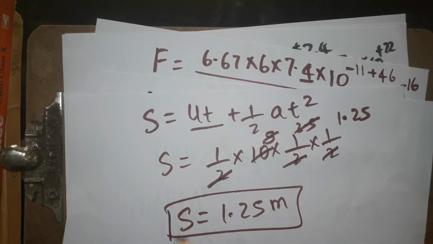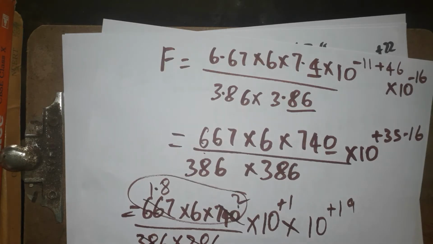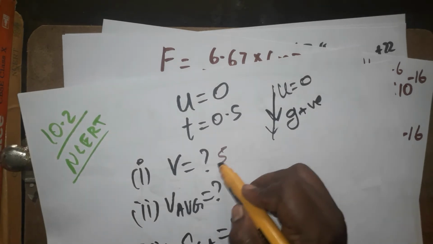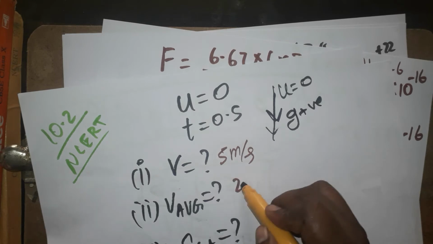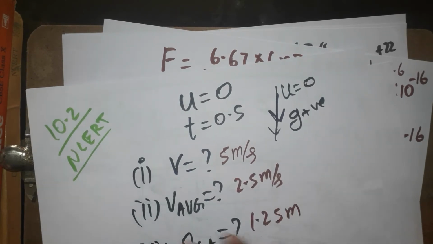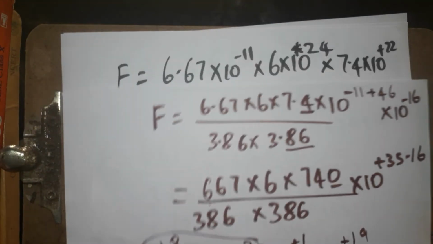That's the total displacement. So actually in this problem, all the data we calculated. What is that? Velocity is 5 meter per second. Average velocity 2.5 meter per second. Displacement is 1.25 meter. So everything I got. Now I am going to do the 10.3, the second problem. Okay, 10.3.